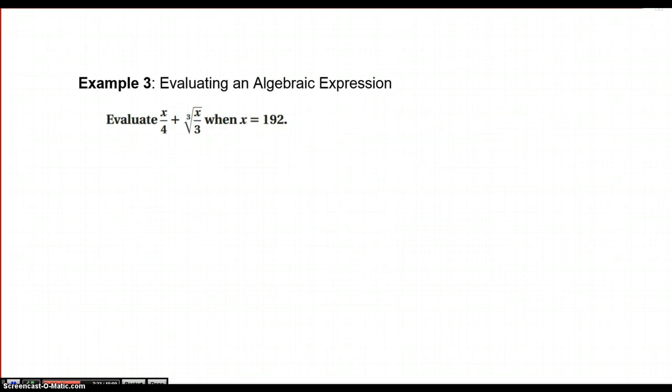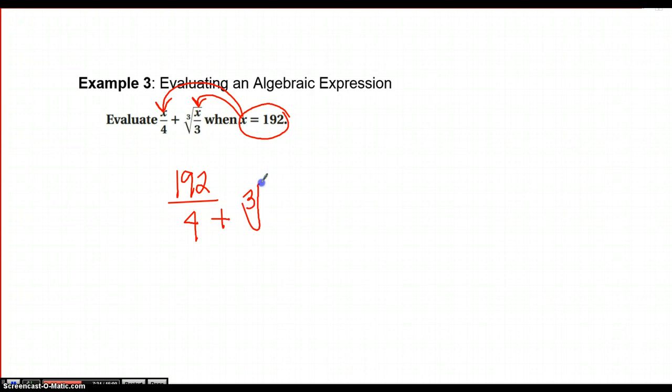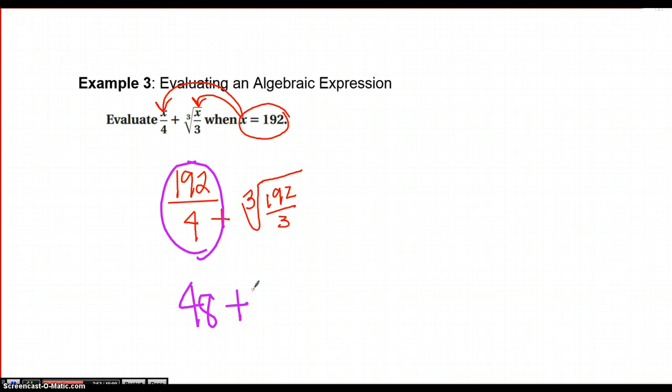And here is example 3, evaluating algebraic expressions. So I need to plug 192 in for both of these x's. Okay, so if I'm rewriting this, I have 192 over 4 plus the cube root of 192 over 3. Okay, so I'm going to divide 192 by 4, and this gives me a pretty number. If I divide it in my calculator, I get 48, plus, I'm going to divide 192 by 3, and this gives me 64.